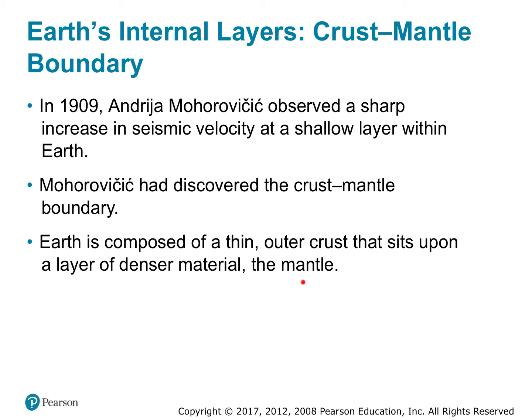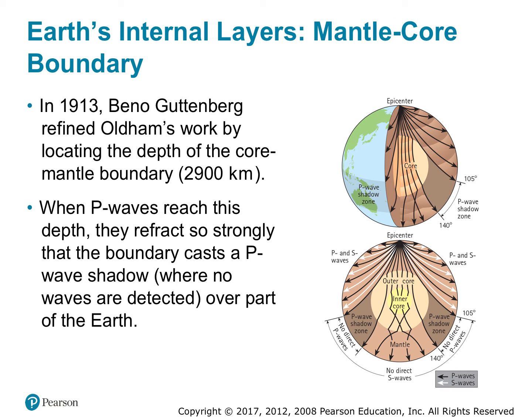And so the Earth is composed of a thin outer crust that sits on top of a layer of denser material, i.e. the mantle. Now, in 1913, Beno Gutenberg refined Oldham's work by locating the depth of the core-mantle boundary. He found that it was about 2,900 kilometers deep. And basically, when P waves reach this depth, they refract so strongly that the boundary casts a P wave shadow where no waves are detected over part of the Earth. And so you can see that in this figure here.